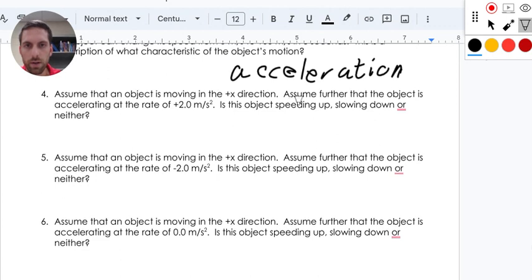For the fourth one, we will know if we are speeding up or slowing down. For this, it's +2, that plus sign matters. So we are speeding up here because it's accelerating at this rate. For this one, the minus sign tells us we are slowing down, decelerating. And over here, we're doing neither because we have 0, not accelerating at all.